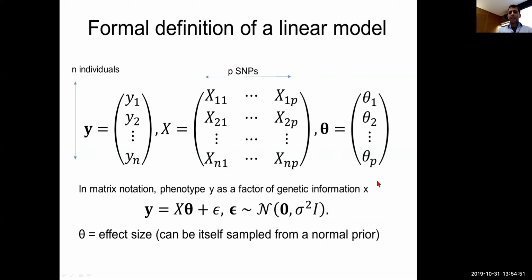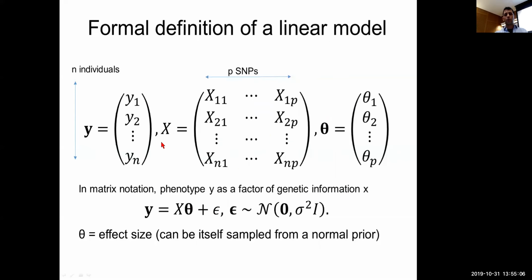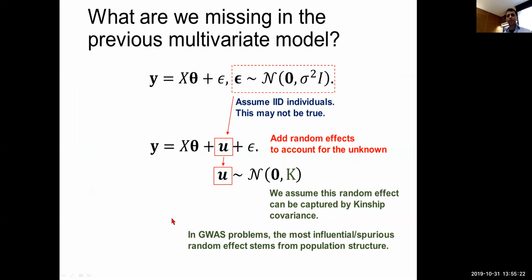So, and then the effect size itself could be sampled by some normal prior that has a meta parameter up there. So the problem here is that right now we're basically saying that noise in this linear model is independent between individuals. That if you're more related, that has no effect on whatever is not explained genetically. But the problem is that this is not the case.